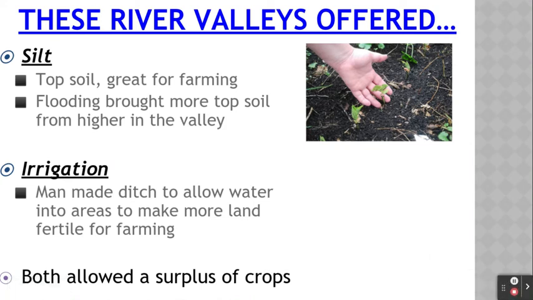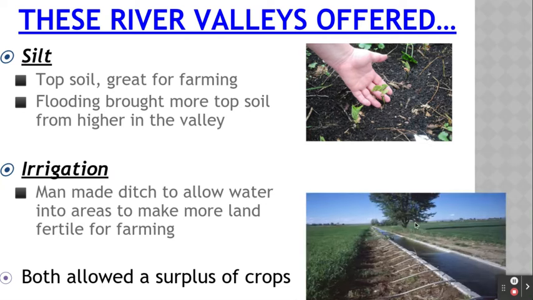It allows a surplus. And this word here, surplus, please make sure you understand what that word means. That word surplus means more than enough. So when we look at these river valleys and the crops that they grew, because they had more than enough, this allows the civilization to flourish and to grow.